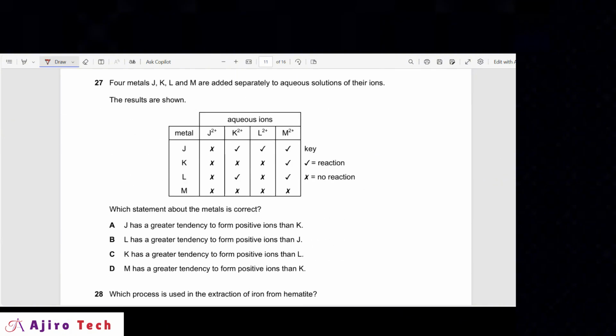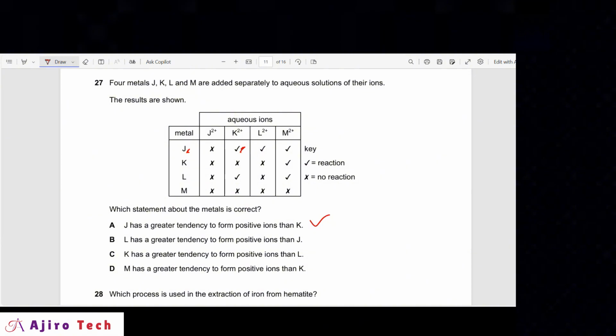Okay, we get to question 27. 4 metals are given. So this is more of a displacement reaction going on here. Let's pick it one after the other. We have that J has a greater tendency to form positive ions than K. For that to be so, it means J is more reactive than K. From the table, can J displace K? Yes, J can displace K. So this statement is correct, because when J was placed in a solution of K, it displaced K. So that proves it's right.